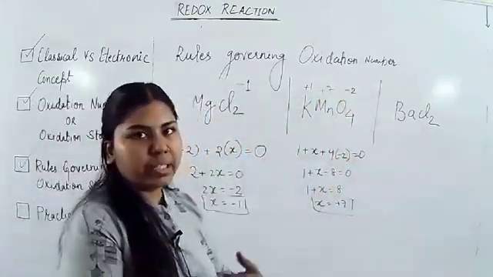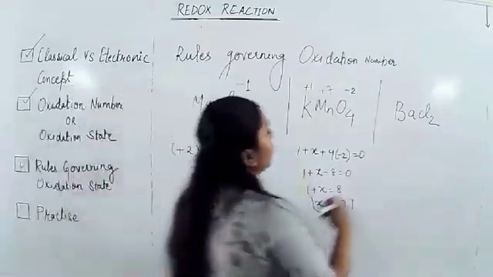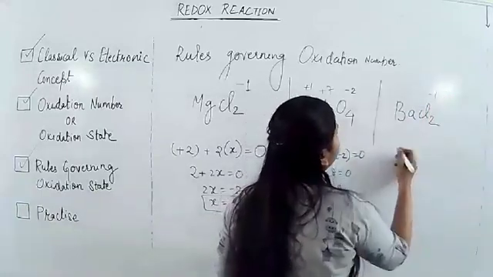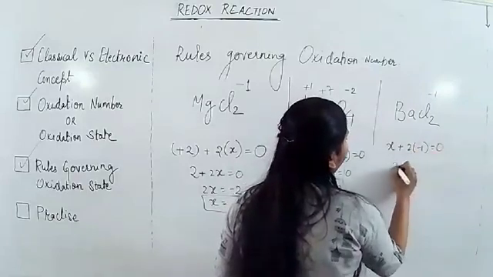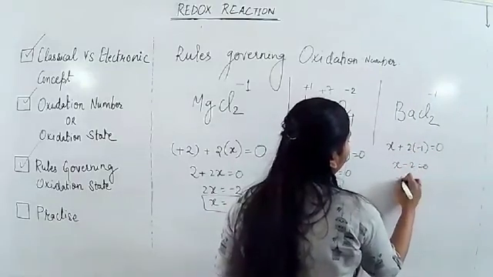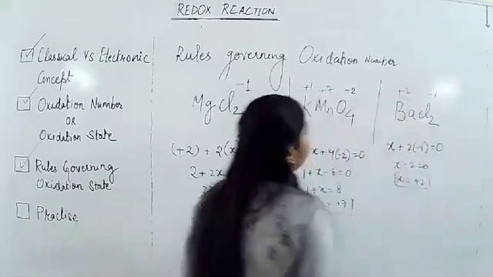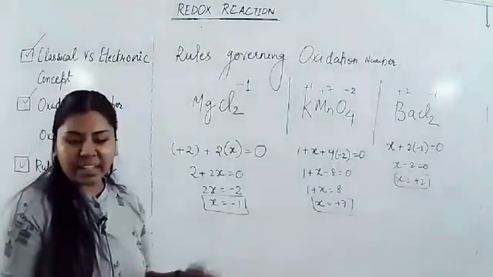You know, manganese is a transition metal, so it will have multiple oxidation numbers that we will be studying. Now let's see barium chloride. Chlorine, again 17th group, -1. So X plus 2 into -1 equal to 0. X minus 2 equal to 0. X is equal to +2. So the oxidation number of barium here is +2. Okay, that's easy. Now shall we discuss some ions?